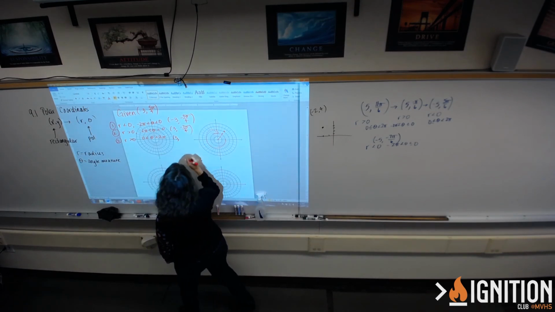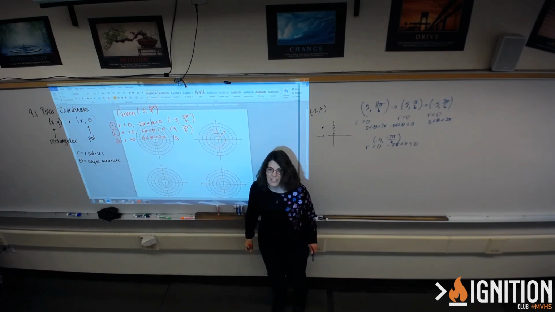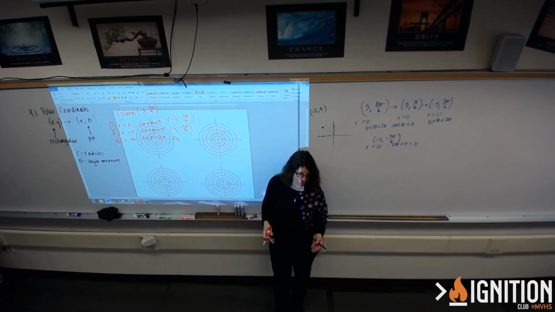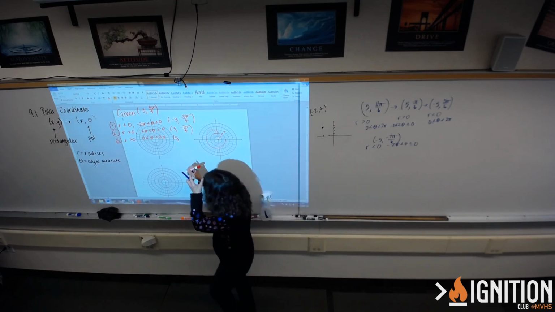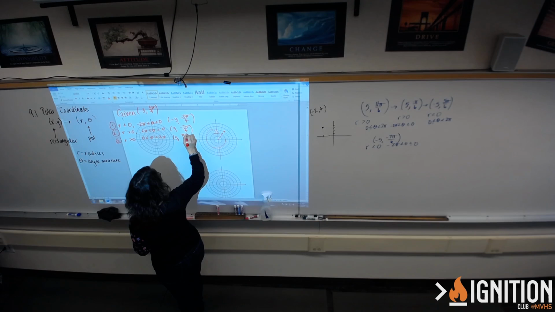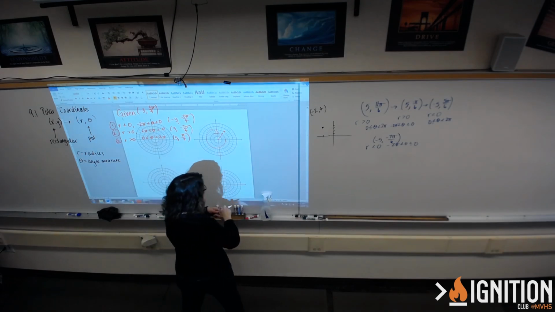Sorry, I misheard you. It's not what you said. I said 3 comma negative. Sorry, I misunderstood. We're good. 3, positive radius, pi over 4. Yes? Okay.